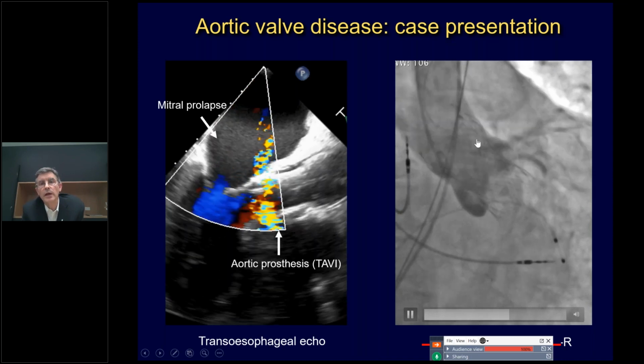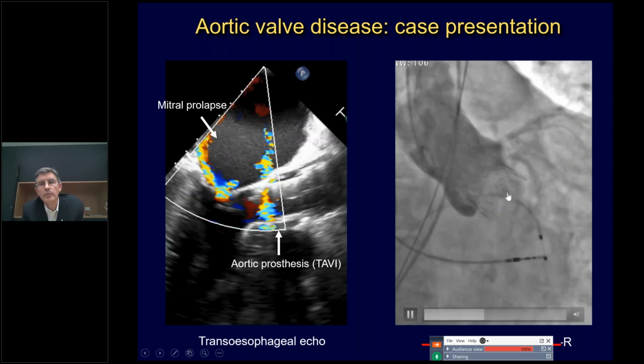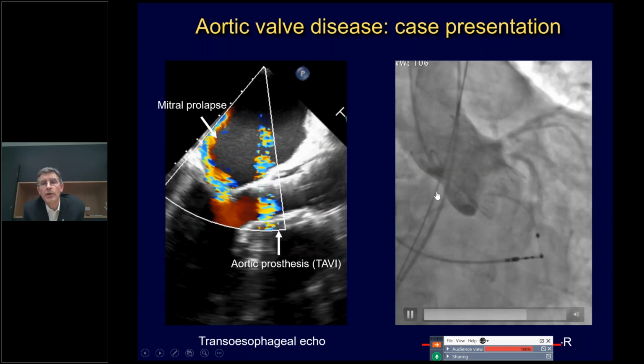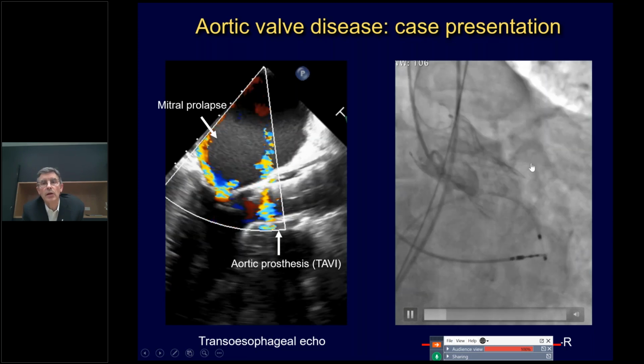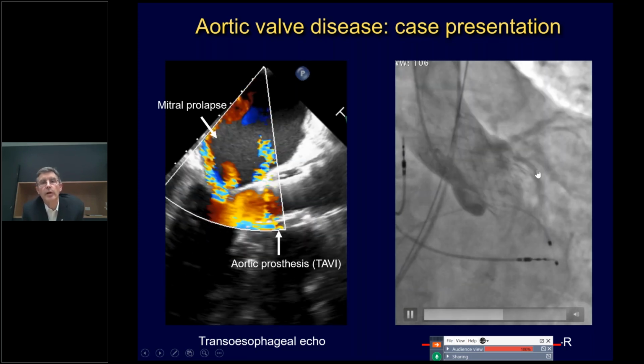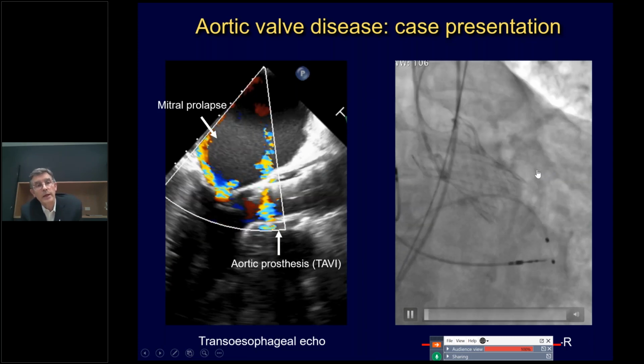But this is our valve. I think David showed you one of the balloon expandable ones. This is a self-expanding valve. There's no leak there at all. It's sitting in a good position. There's good flow into the coronaries. He's already got a pacemaker, so this patient should do very well, except for two problems, I guess.